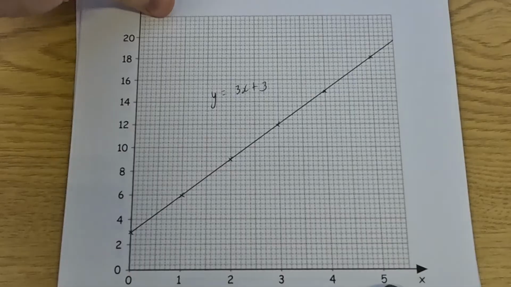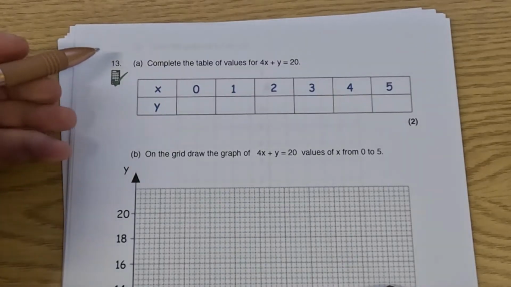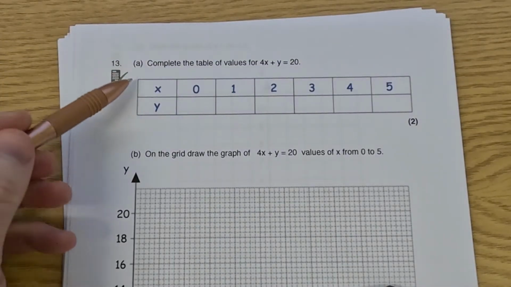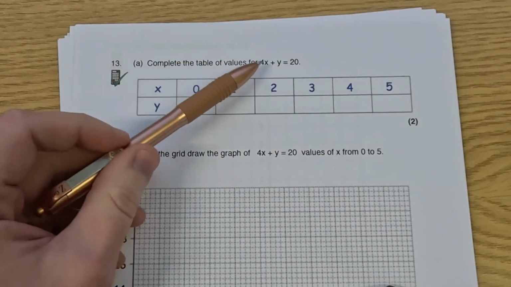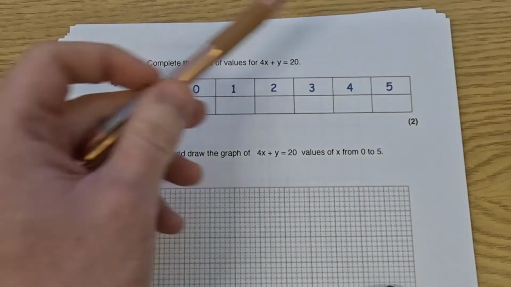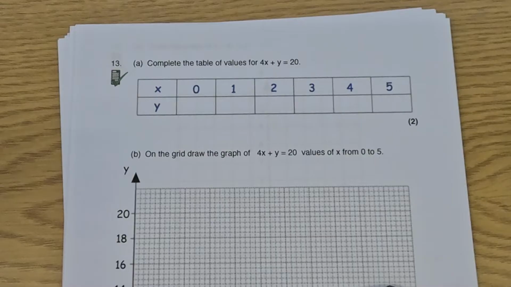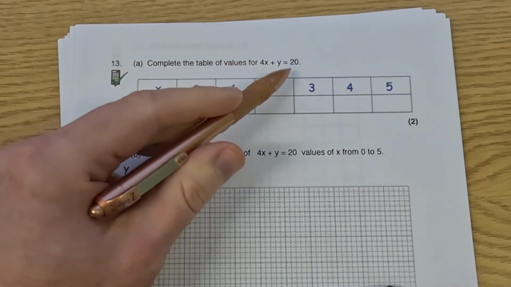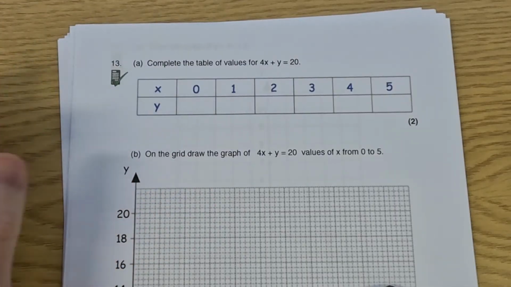Okay, let's have a look at the next question. Okay, so let's have a look at question number 13. Question number 13a says, complete the table of values for 4x plus y is equal to 20. So this question is a bit different than the ones we've looked at so far because it doesn't have y equals, it's got 4x plus y equals. So we can approach this in a few different ways. Now, it is a calculator question, so it might come in handy.